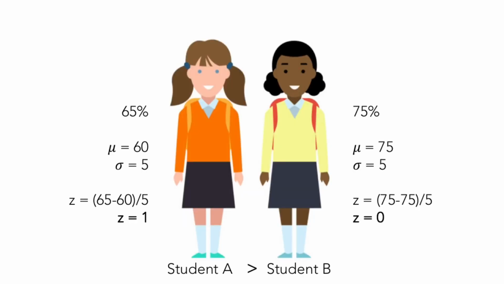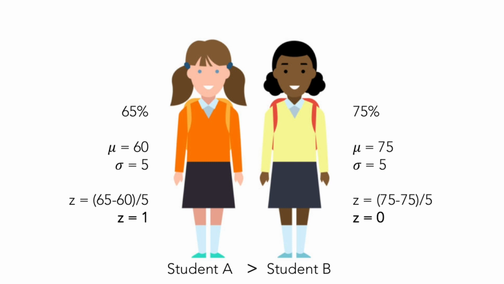So let's go back to our example and see how this may play out. Student A had a 65% raw score, but that hard version of the test actually had a mean of 60, so she scored a little bit above the mean, and it had a standard deviation of 5, and so if we calculate the z-score, we'll see that she has a z-score of +1.